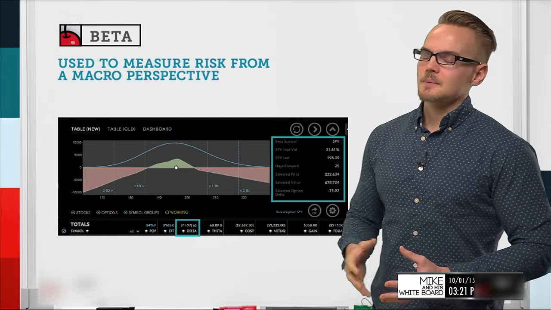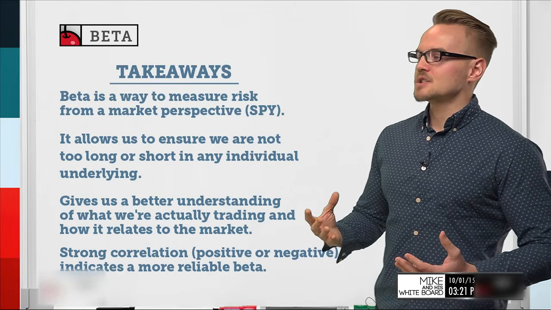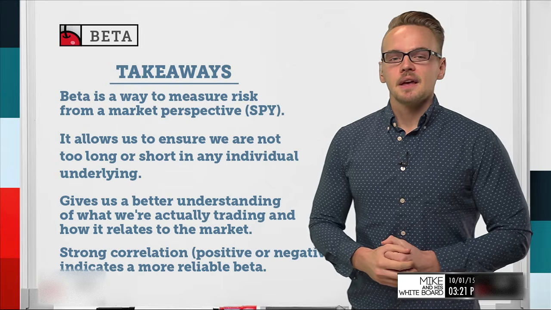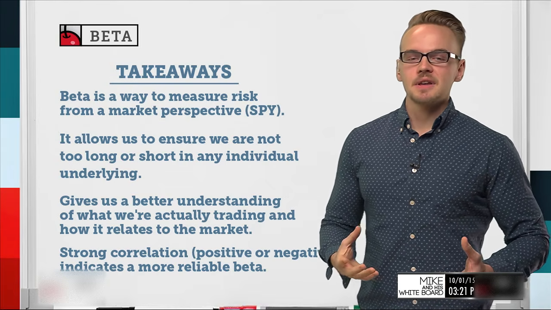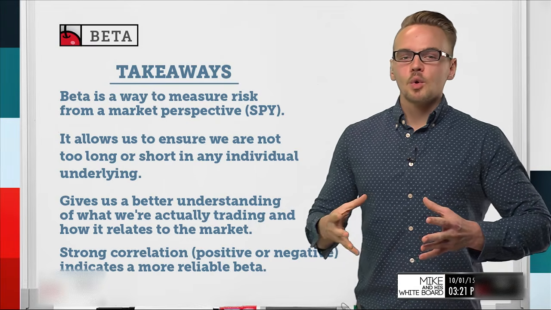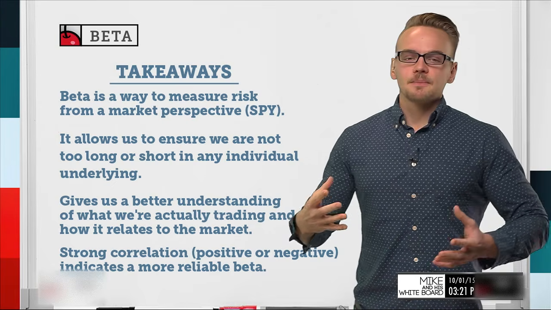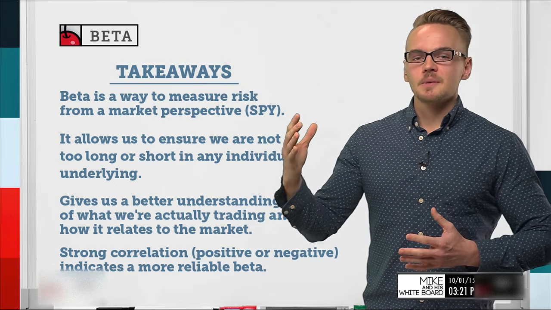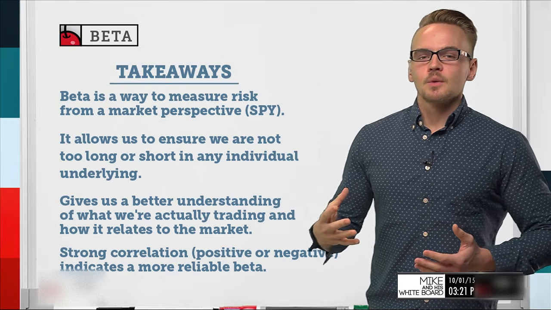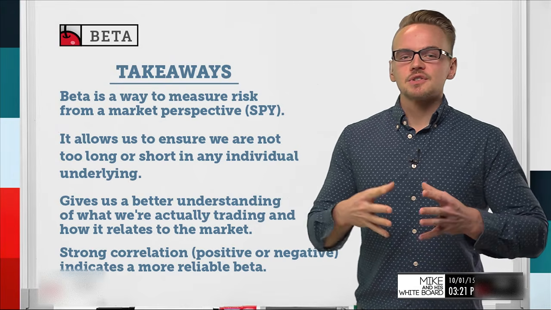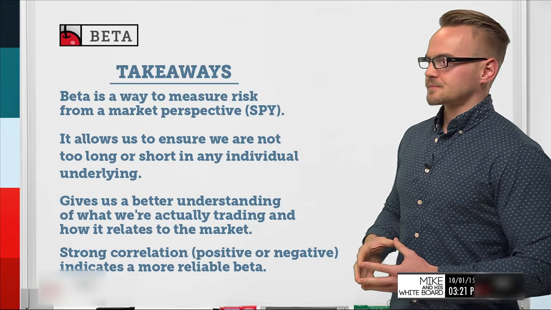So let's look at some takeaways here for beta. Again, beta is a way to measure risk from a market perspective, and we generally use SPY, which is the ETF of the S&P 500. Correlation is related to beta in the sense that correlation is going to give us a very positive or very negative reading, and when we're talking about beta, we're essentially making sure that when we have a strong correlation, we're not too long or short in a certain underlying.